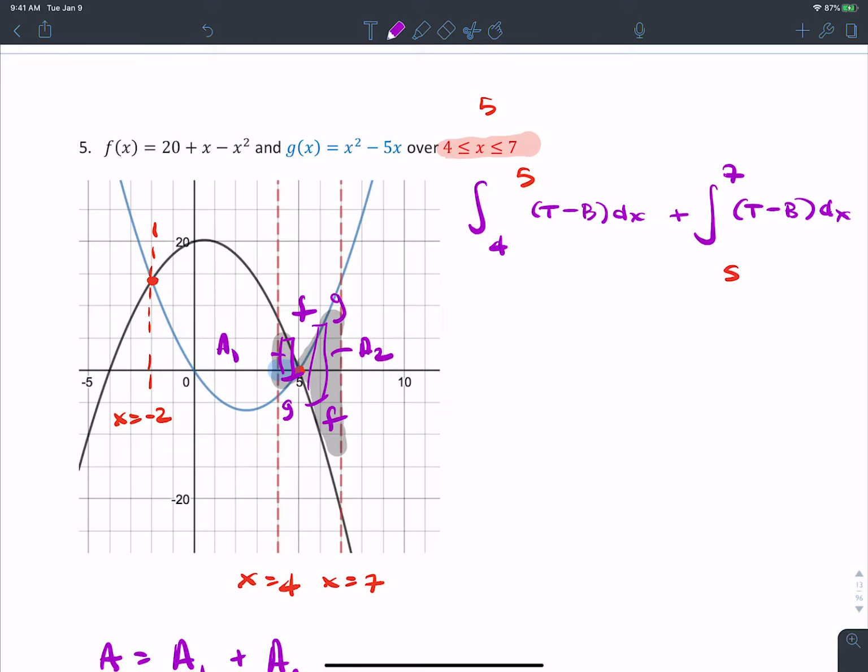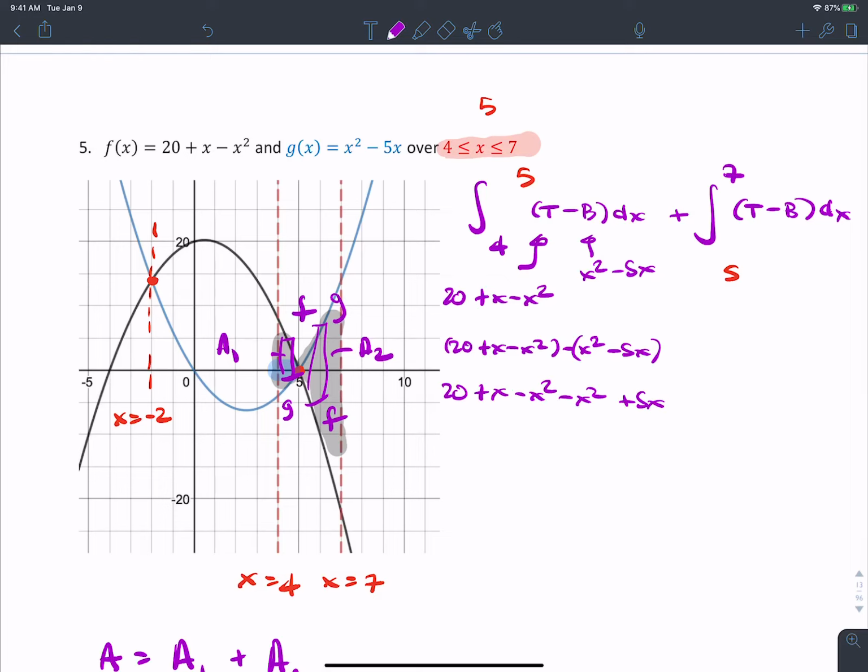So we have F here being the top curve, 20 plus x minus x squared. Is that right? And the bottom curve, x squared minus 5x. So let's do the algebra. 20 plus x minus x squared minus x squared minus 5x. You get 20 plus x minus x squared minus x squared plus 5x. We end up with 20 plus 6x minus 2x squared. So that's the algebra for the first integral.